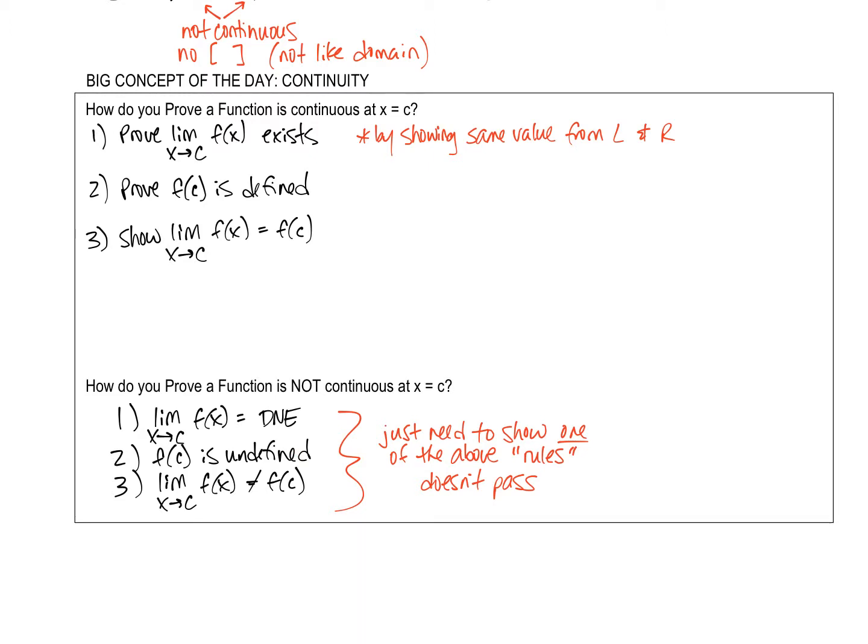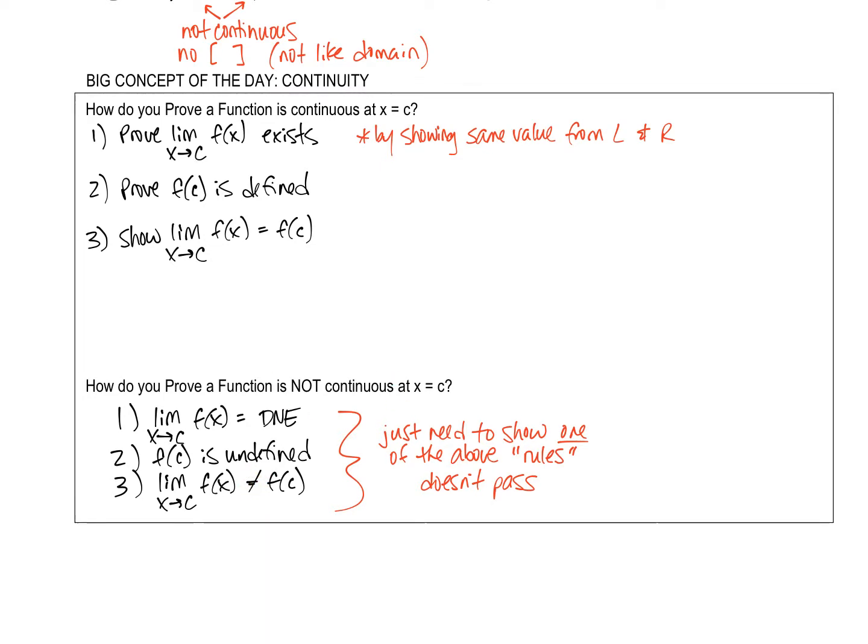Okay, and so then the last thing is you have to show that the limit as x approaches c of f of x equals the number when you plug it in. So basically you have to prove that this equals this. And that's the third thing. If they're not equal, that means it is not continuous.